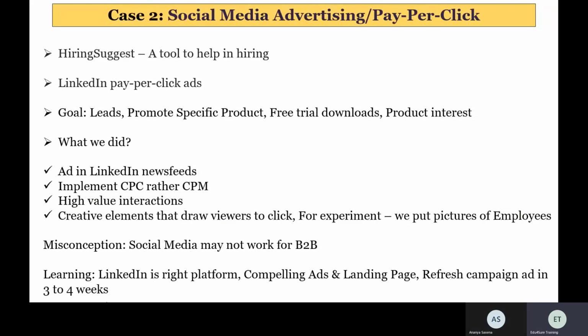Similarly, the misconception is that social media may not work for B2B, but if you decide the right platform and the right strategy, like you implement CPC, you get high value interaction, you put certain images, and in this way you can get more leads.